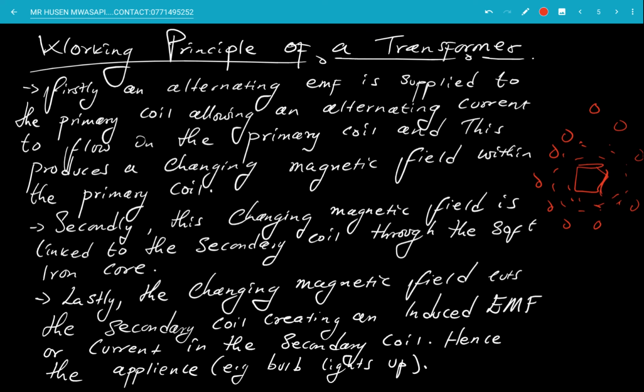Then secondly, the changing magnetic field is linked to the secondary coil through the soft iron core. And lastly, the changing magnetic field cuts the secondary coil, creating an induced EMF or current in the secondary coil. Hence, the appliance, or let's say the bulb, will light up. And that is simply the working principle of a transformer in a nutshell.